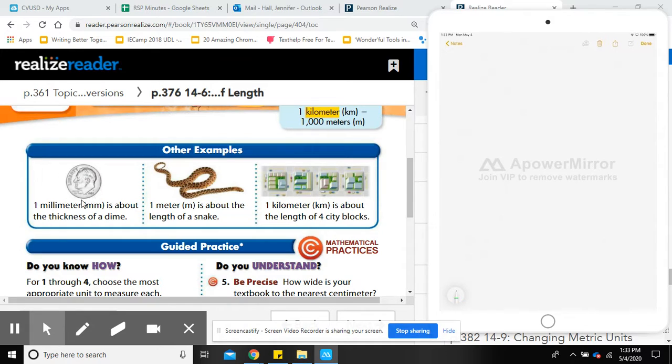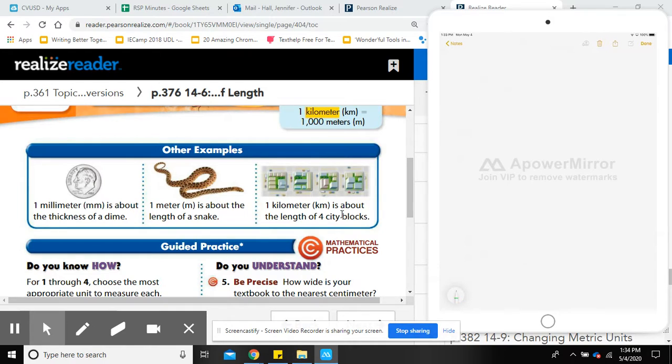So that's 1 millimeter. 1 meter is about the length of a snake. So if you've ever seen Miss Hensley's snake, Sherlock, he's about 1 meter long. A kilometer is about the length of 4 city blocks. So this could be maybe 3 or 4 houses here, and then the next block over is another group of houses, and the next block over is another group of houses, and so forth. So that's about 4 city blocks.